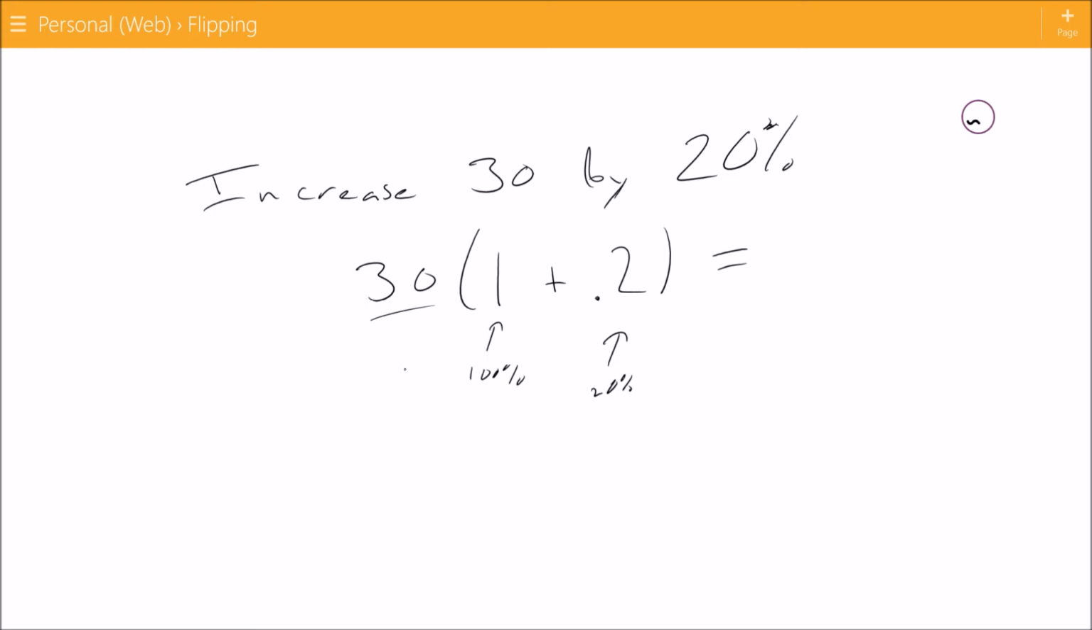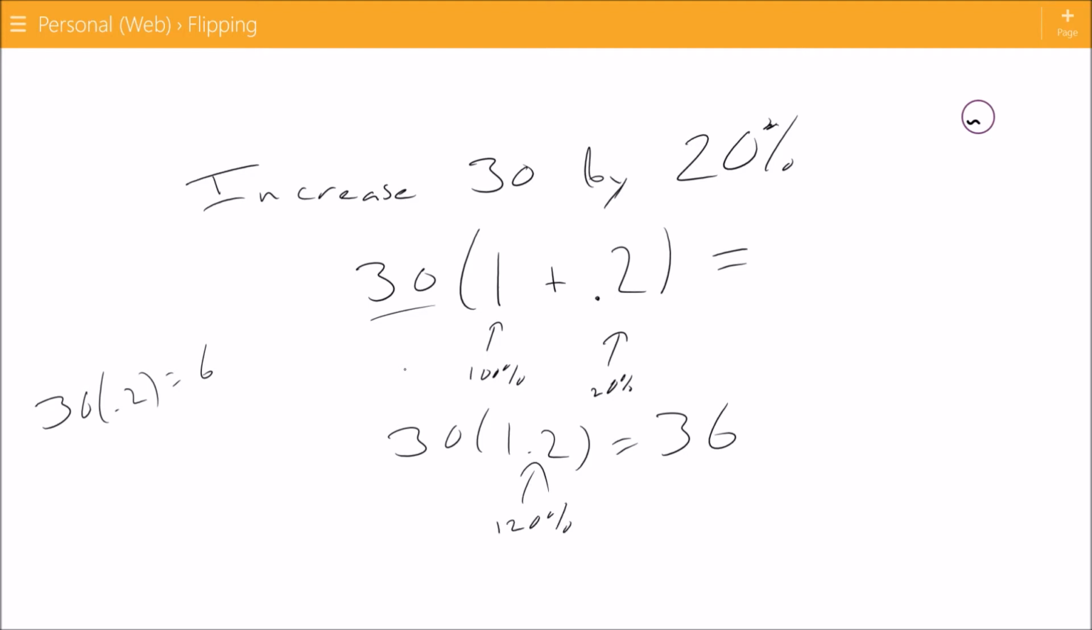If I wanted to, I suppose I could do 30 times 0.2. I'd find out that my answer would be 6, and then I could add that on to 30. However, generally, I think you will find that it's easier to work with these two together, or 30 times 1.2, which gives you 36. It's all done really kind of in one motion, because this 1.2 is standing for 120%.